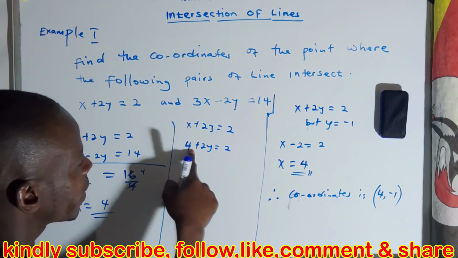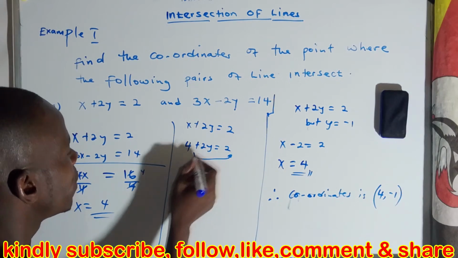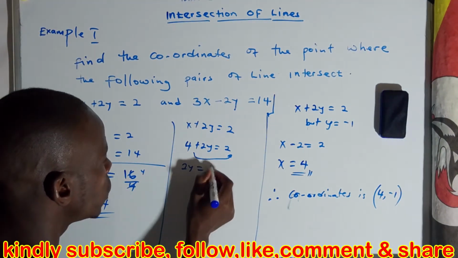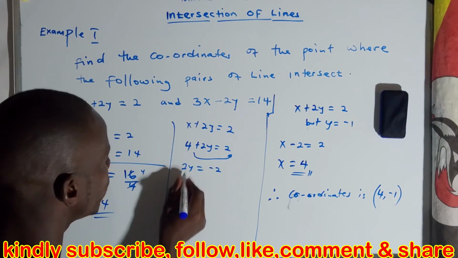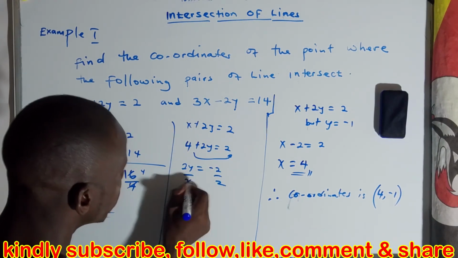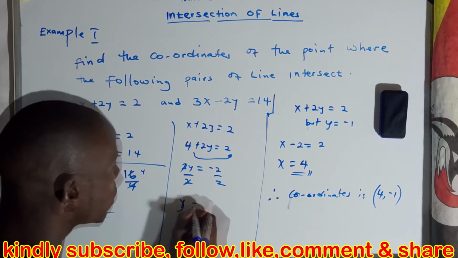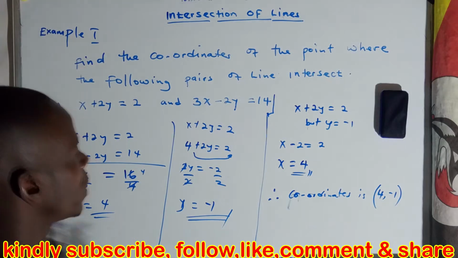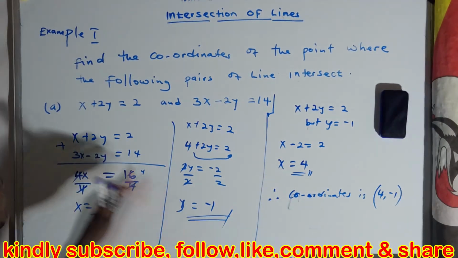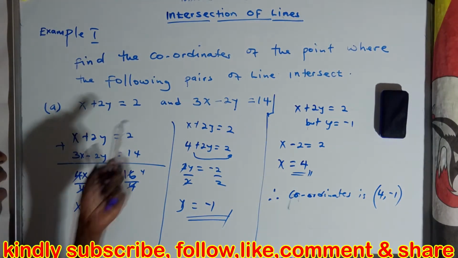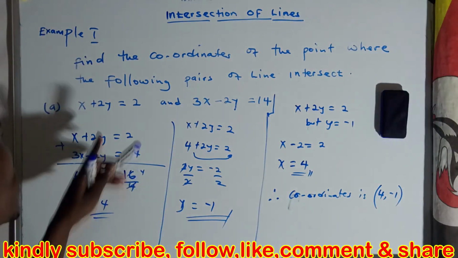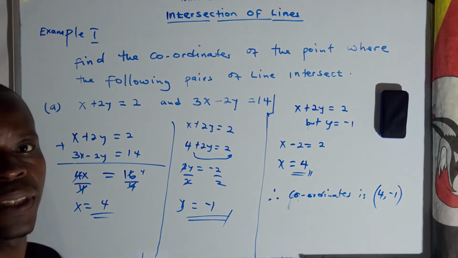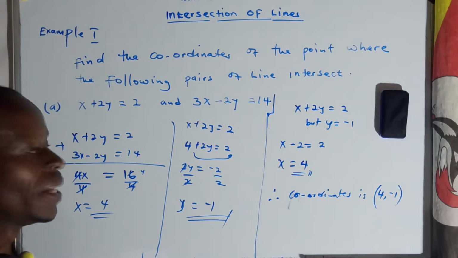We collect like terms together, take this 4 this side. Remain 2y is equal to, if it comes, it goes minus. We remain with 2 minus 4, get negative 2. You divide both sides by 2. Get y is equal to negative 2 divided by positive 2, you get negative 1. As simple as that. You see the answers are the same. So it's up to you. You can add directly, or you multiply them and then you subtract. Let's move to the next example.